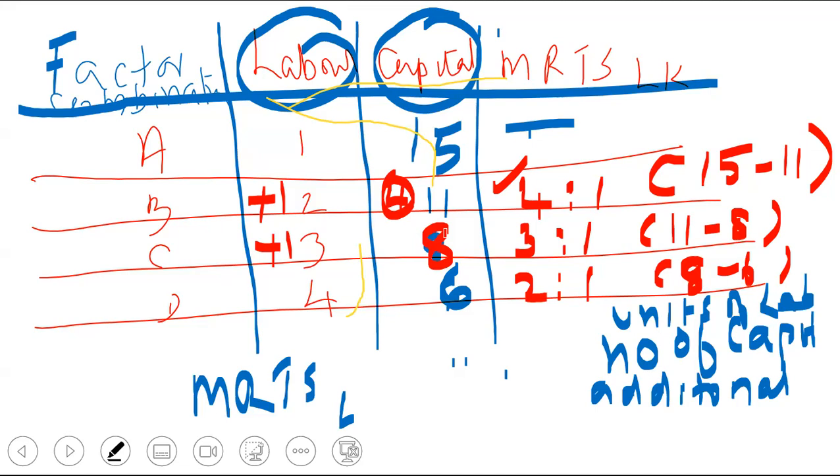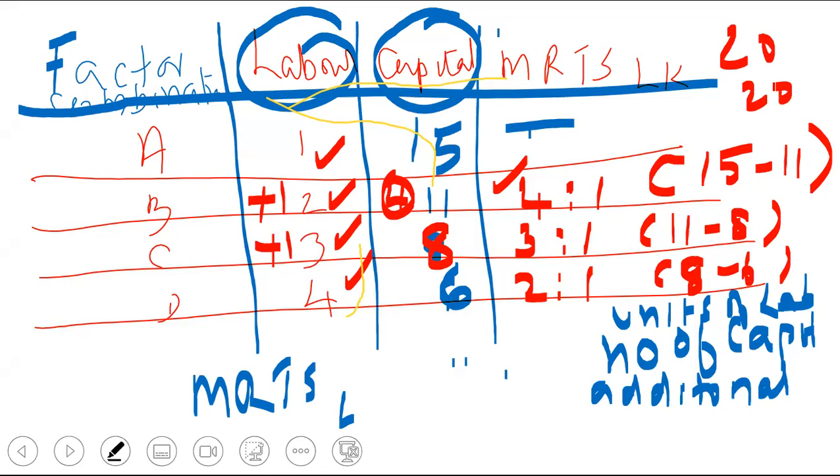I'm repeating. MRTS, marginal rate of technical substitution. What is the meaning? Number of units of capital which is substituted for additional unit of labor. I need additional labor: 1, 2, 3, 4. For that, I sacrifice my capital so that my output remains the same, 20, 20 everywhere. So in the beginning there is no substitution, therefore I left it blank. Then 15 minus 11, 4:1. Then 11 minus 8, 3:1. Then 8 minus 6, 2:1.